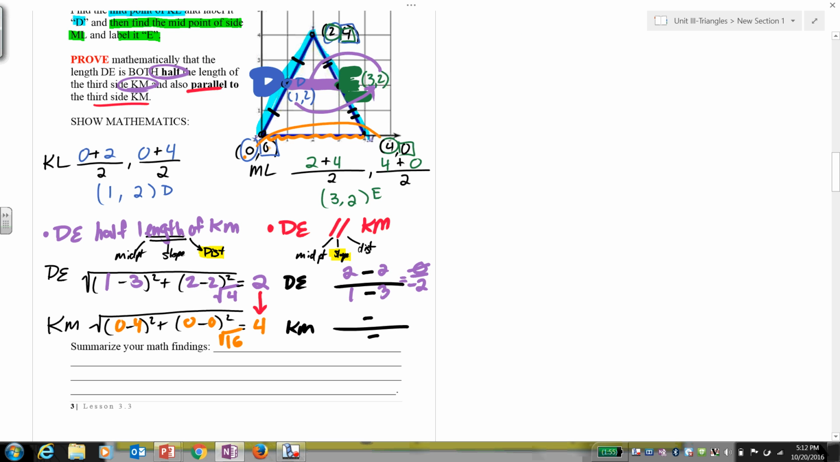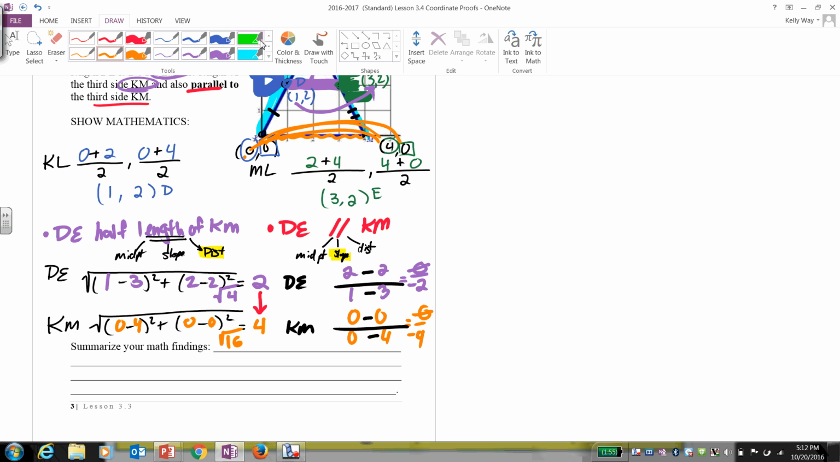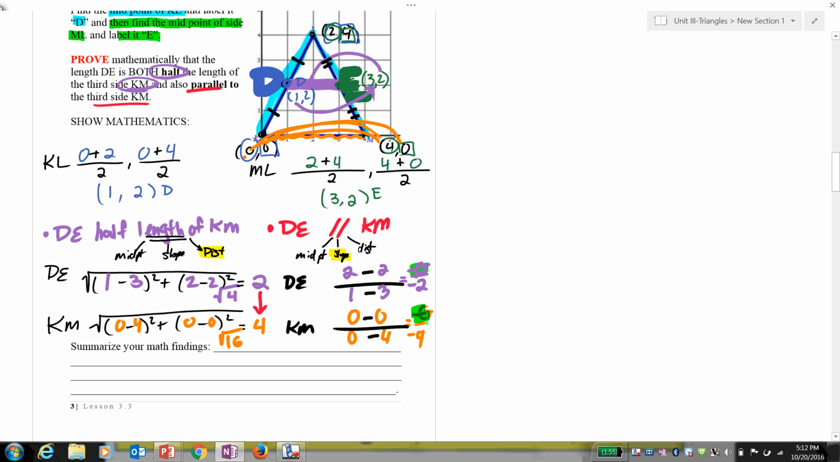And that's going to be your 0 minus 0. And then 0 minus 4. And of course, that's 0 over negative 4. 0 over anything. It's just a big fat 0. So now we know that the slopes are parallel.